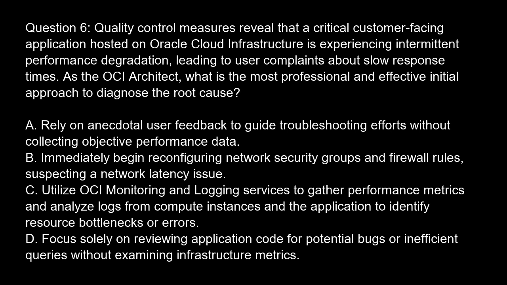Option A. Rely on anecdotal user feedback to guide troubleshooting efforts without collecting objective performance data. Option B. Immediately begin reconfiguring network security groups and firewall rules, suspecting a network latency issue. Option C. Utilize OCI monitoring and logging services to gather performance metrics and analyze logs from compute instances and the application to identify resource bottlenecks or errors. Option D. Focus solely on reviewing application code for potential bugs or inefficient queries without examining infrastructure metrics.